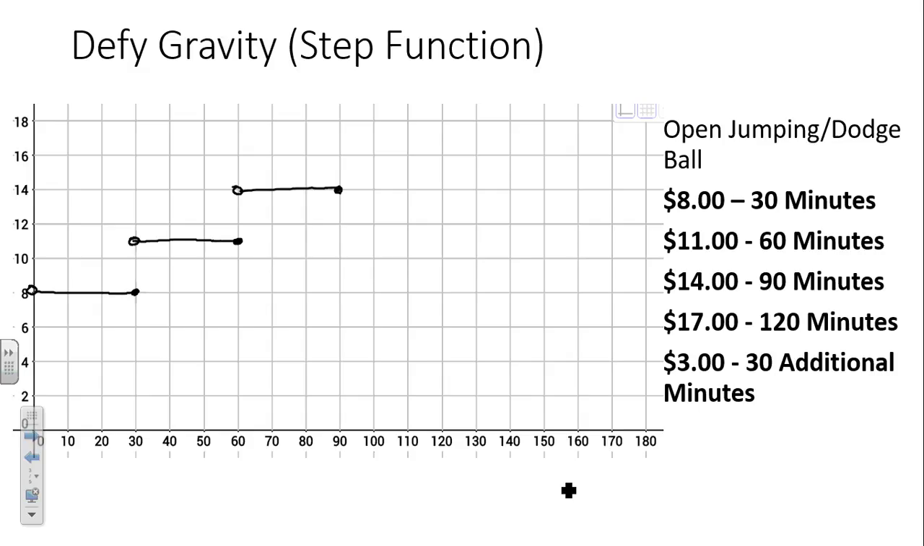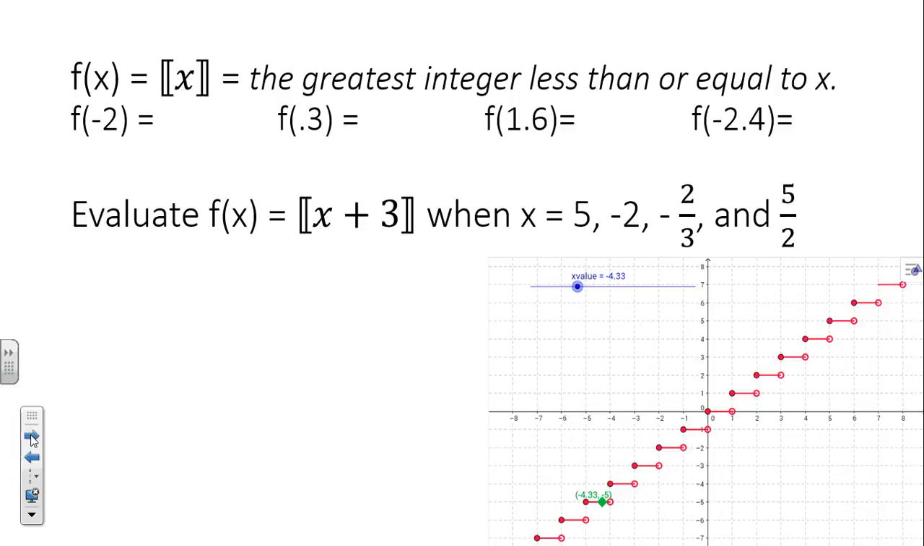$17, and then I run out of space, so I can't show any more of this, but there is an open circle here through 2 hours. And I don't know how anybody jumps on a trampoline for more than 2 hours and has any legs left, so that isn't the realistic end of it, right? This is called the step function. The function that you're looking at is called the greatest integer function. And we're just going to look at a few problems with these.